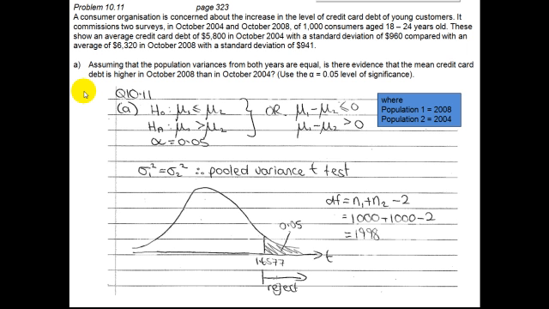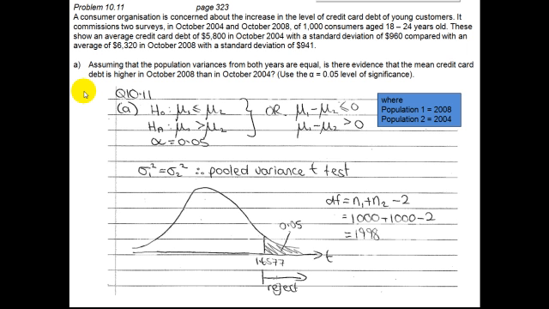To find the actual critical value, so the cutoff point for that reject region, I need to use my t-tables, and that means working out the degrees of freedom. Now the degrees of freedom in this particular test, we've got n1 plus n2 minus 2. So add the two sample sizes together, subtract 2, we end up with degrees of freedom of 1,998.